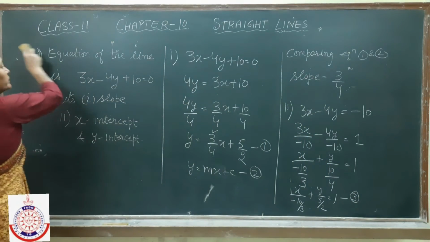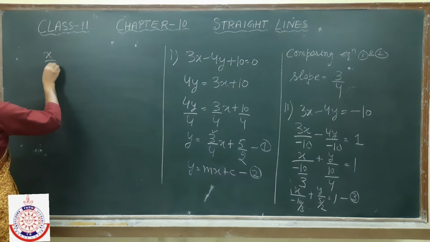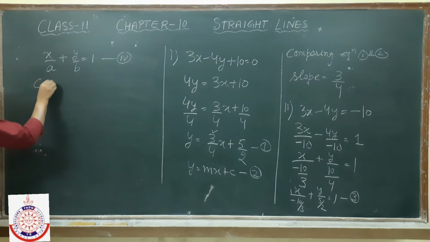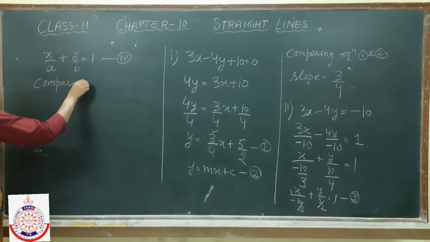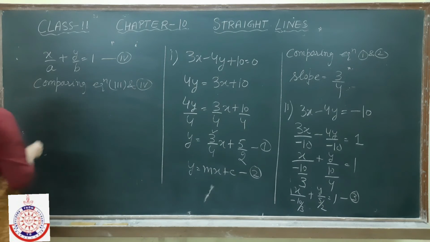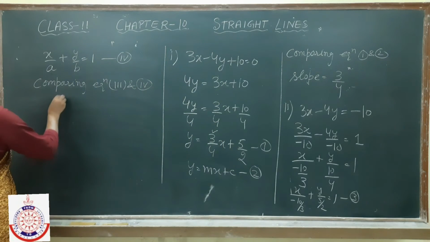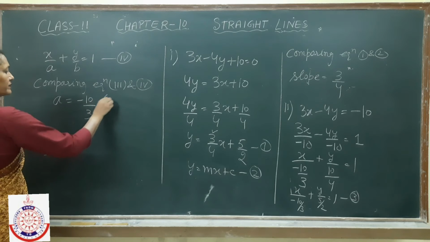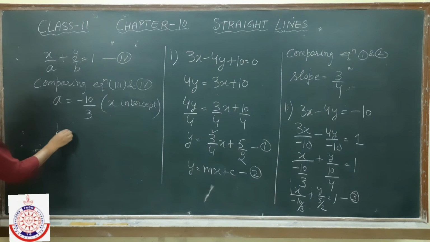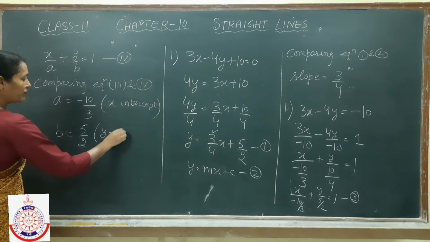Now if we compare this equation, it will be equation 3, and intercept form we know, it is written as x upon a plus y upon b equals to 1. This is fourth equation. So comparing equation 3 and 4, in place of a, what has come? Minus 10 upon 3. Therefore, x-intercept is minus 10 upon 3. This is x-intercept. And y-intercept, in case of b, 5 upon 2 has come. So 5 upon 2 is the value of y-intercept.